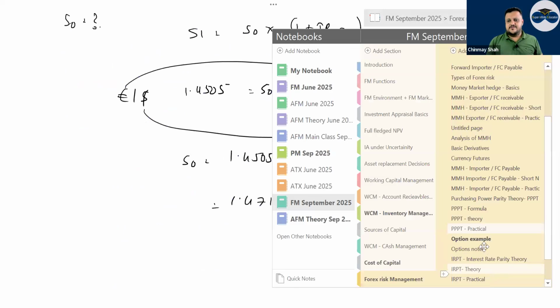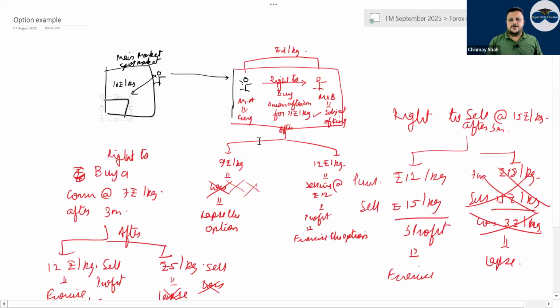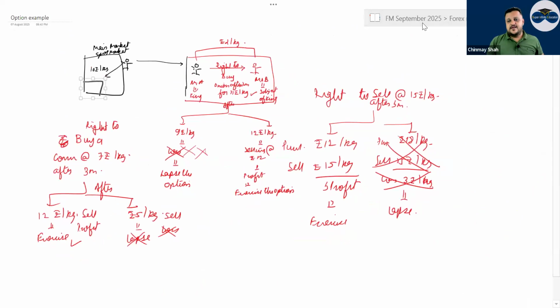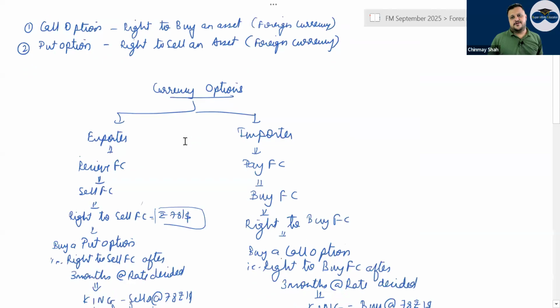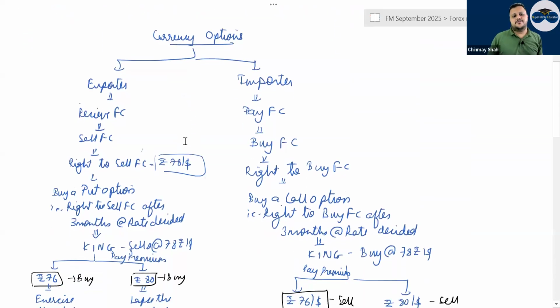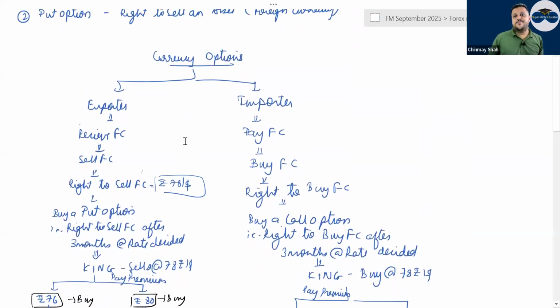Right? Then options. What are options? Options basically shield you from losses. Correct? So there are two types of options. Call option means right to buy an asset, and put option means right to sell an asset. Asset is nothing but foreign currency. Here, option has one peculiar thing, that you have to pay premium.